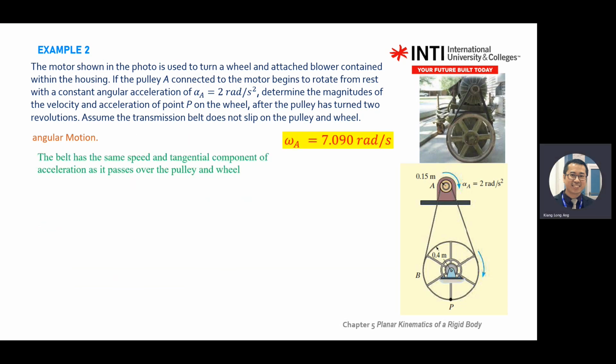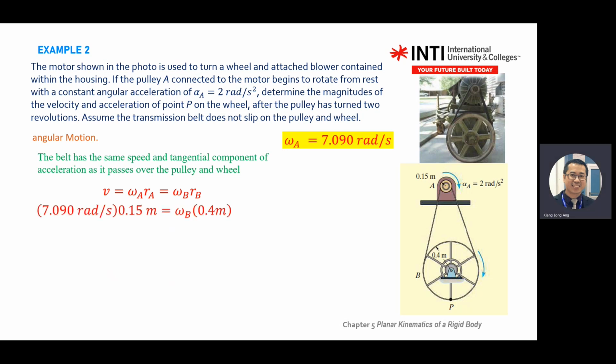Second one, the belt has the same speed and tangential component of acceleration as it passes over the pulley and wheel. So we link the velocity between A and B. The speed is the same. So when you come to angular motion or angular acceleration in chapter 5, what I wrote on the whiteboard in green color, this one, you link the velocity. When you have two bodies in rigid body motion, you link with v equals omega r. So here, omega A r A equals omega B r B, because the velocity is the same. The belt is turning at the same speed.